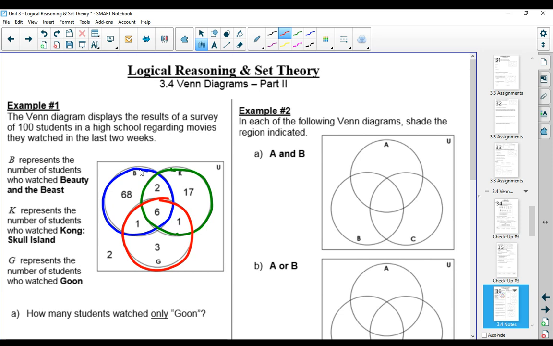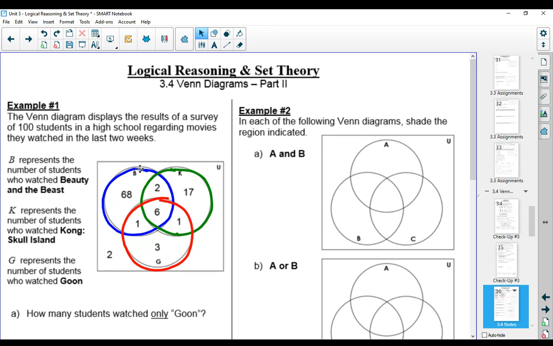And as we look through this, by having them contained in circles, the blue circle helps me see that there's a 68, a 2, a 1, and a 6 that all fit in the blue circle. There's a 2 and a 17 and so on that fit in the K. And then the red circle also has 4 numbers included in it.